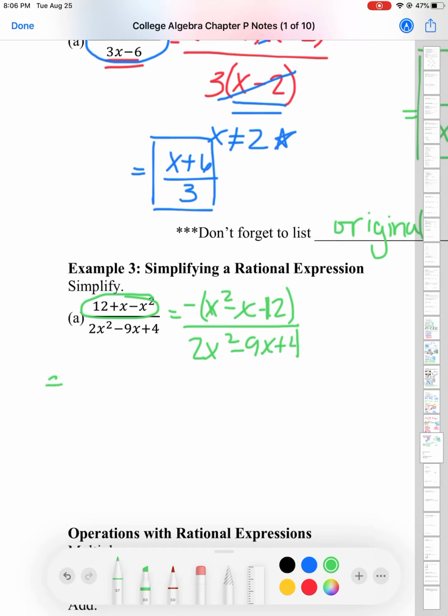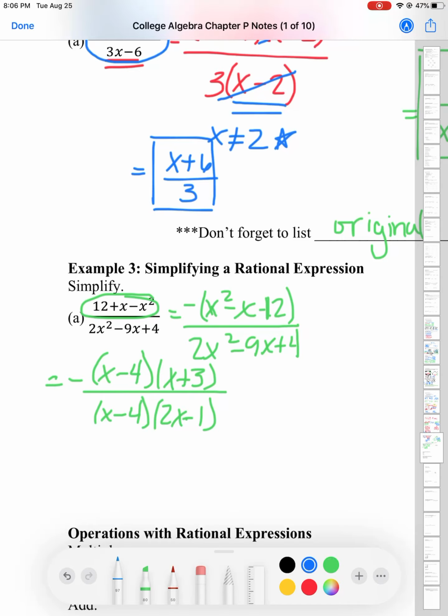Now I'm just going to go ahead and factor top and bottom. The top is X method, the bottom is AC method, or what we call rainbow method. If you need a second, pause me and factor this. The top would be, we still have this negative out front, x minus 4 times x plus 3. The denominator factors like x minus 4 times 2x minus 1.